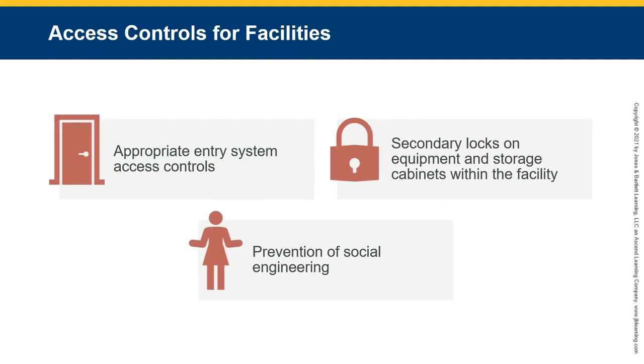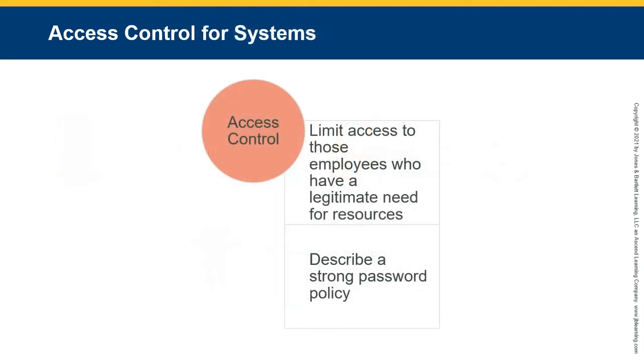Access control facilities. Appropriate entry system access control. Secondary locks, equipment, and storage in cabinets within the facility. Prevention of social engineering. Access control systems. Access control: limit access to those employees who have a legitimate need for resources. Describe a strong password policy.